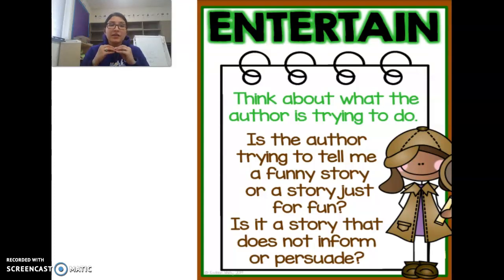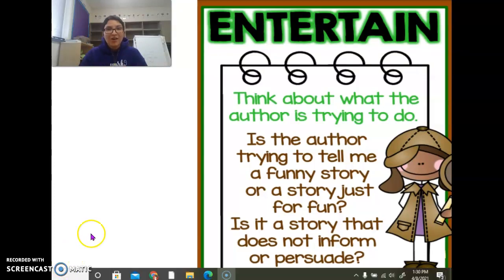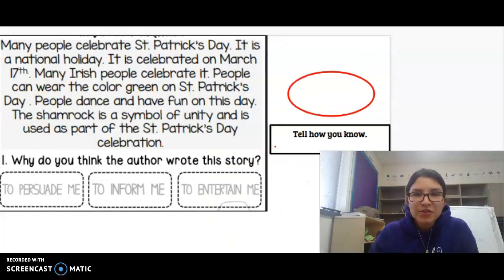So, just another little review. Persuade, the author is trying to convince you. Inform, the author is trying to teach you something. Entertain, the author is trying to make you laugh, hope you will enjoy the story. All right, let's go ahead and look at a little passage, a little story, and try to figure out the author's reasoning for writing that story. So here's our little story. I'll read it twice, and then we'll figure out why the author wrote the story.